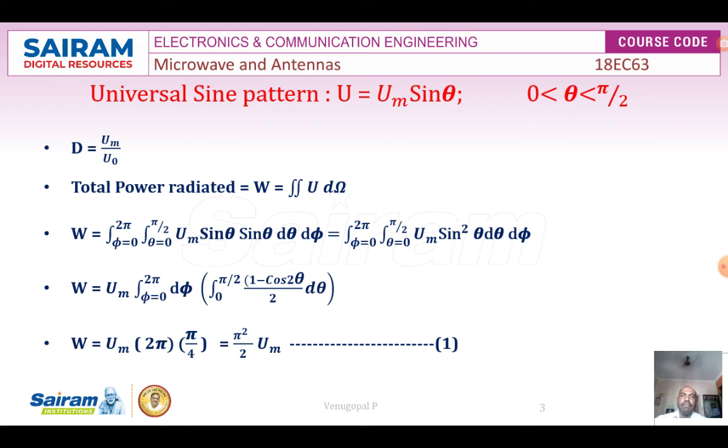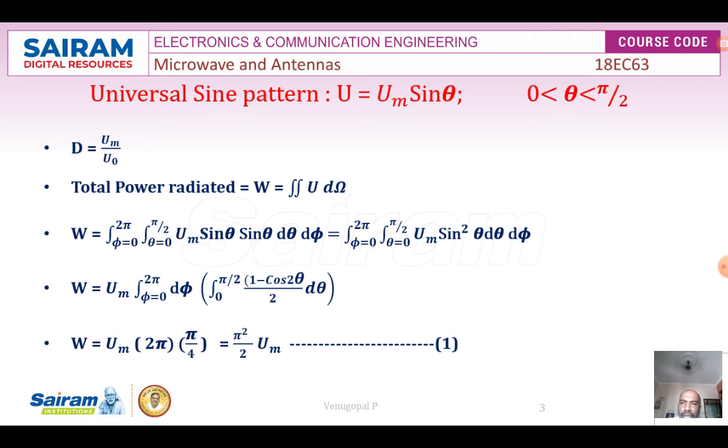First one, universal sine pattern, where U is equal to Um sin theta. Theta lies between 0 and pi by 2, but phi ranges from 0 to 2 pi only. There is no difference in the phi value. So first write the expression for the directivity D is equal to Um by U naught, and to find it, first find the total power radiated. From that we will get Um.